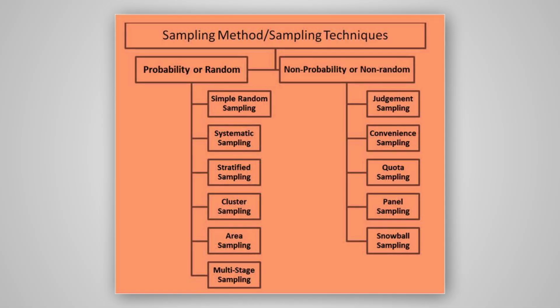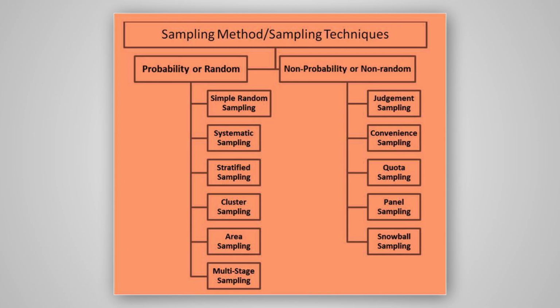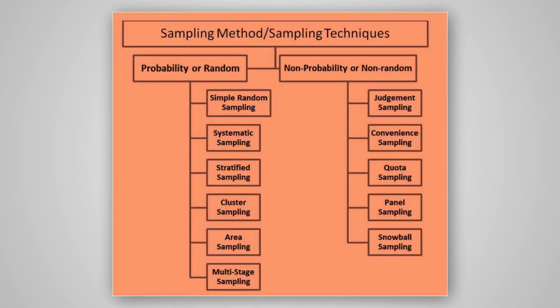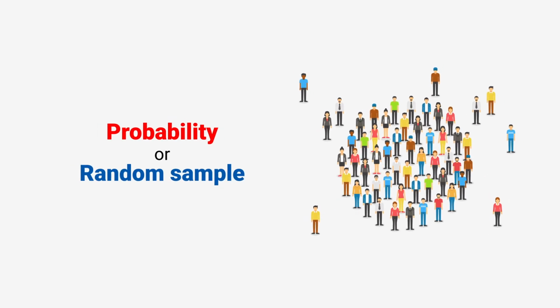So today's discussion revolves around the probability methods, or random sampling. In random sampling, we have simple random, systematic, stratified, cluster, area, and multi-stage sampling. All these six components need to be taken care of, but the more frequent ones are the top four: simple random, systematic, stratified, and cluster. So now we will start with the probability or random sample.